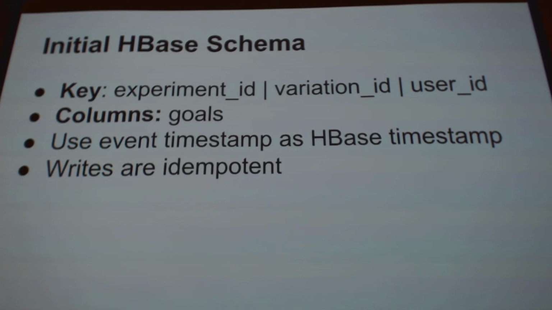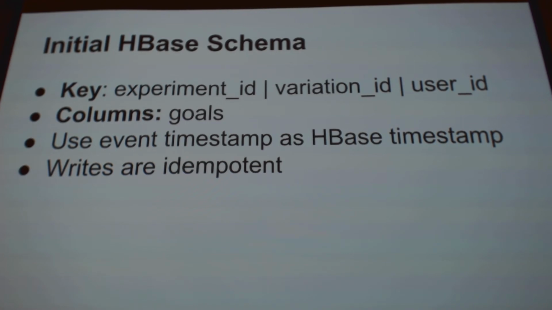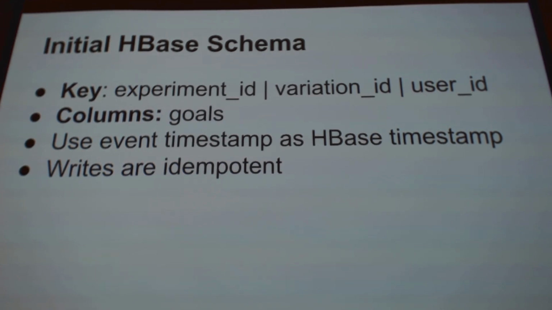I'm going to talk a bit about schema, because that's definitely one of the most important things to decide whenever you're creating a new system on HBase. When we started off, we picked a fairly simple design where we put experiment ID, variation ID, and the user ID into the row key, and the goals were the columns. We use the event timestamp as the HBase timestamp, and that really helps us make sure that all our writes are idempotent, which is really important in this kind of system.